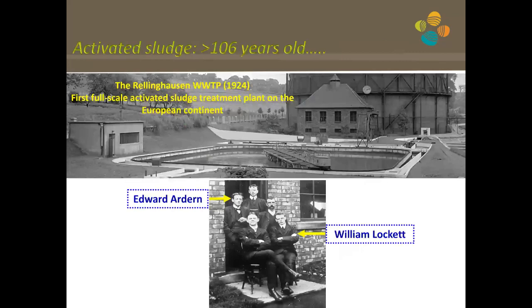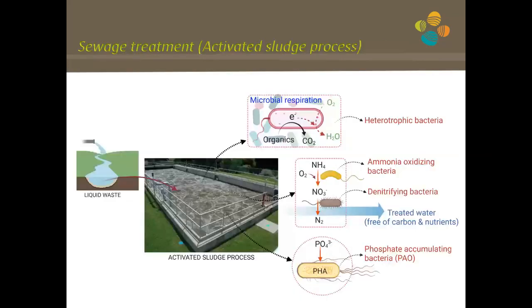It has served us for more than 100 years, and the main purpose of this process is to remove pollutants from such wastewater, such as carbon, nitrogen, and phosphorus. There is no doubt that this process resulted in remarkable advances in wastewater treatment and standards of living, and protection of the environment from pathogens. However, let me explain what exactly happens in such a process.